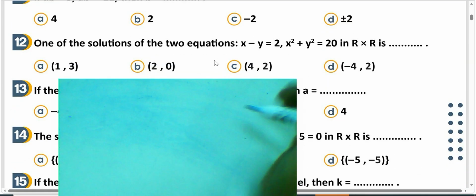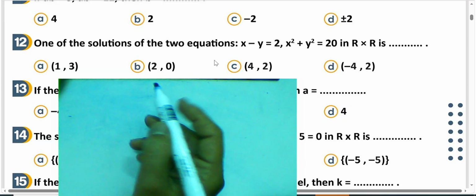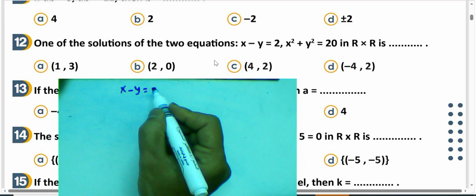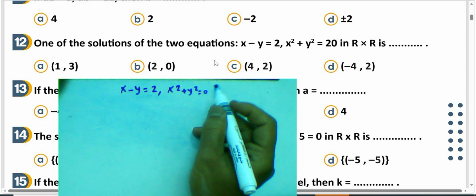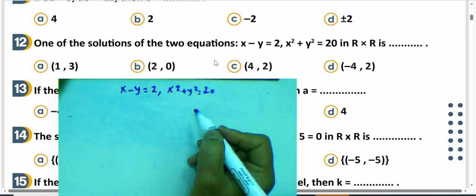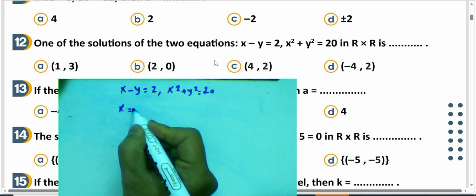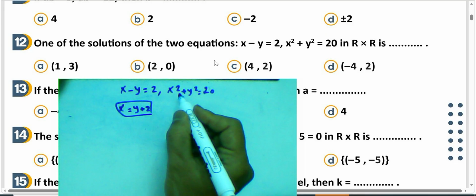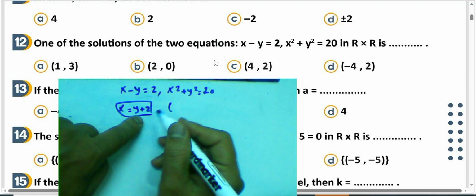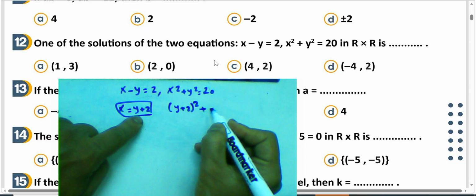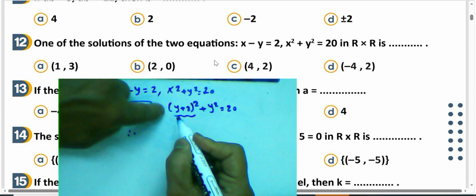Next example: find the solution of the two equations x minus y equals 2 and x power 2 plus y power 2 equals 20. Who can solve the example here? First, we can find the value of x in terms of y. The value of x will be y plus 2, and then we put x equals y plus 2 in the second expression. Then we write (y plus 2) all power 2 plus y power 2 is 20, and then we find the answer by simplifying this expression.